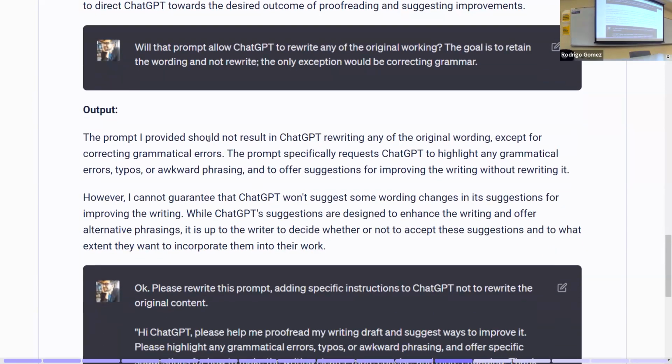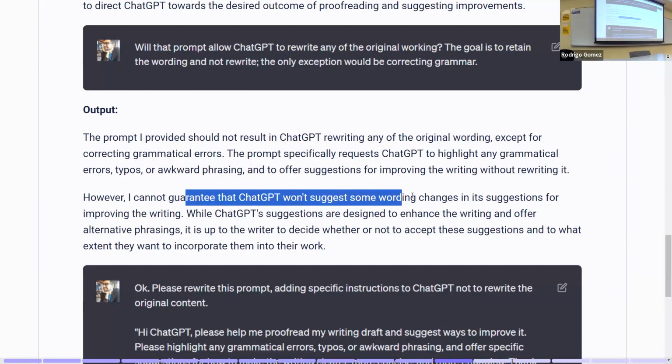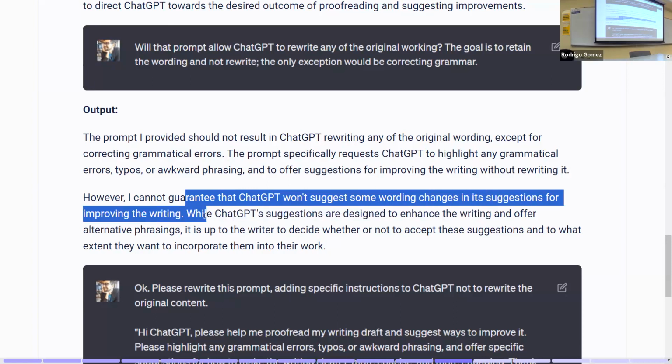The prompt I provided should not result in ChatGPT rewriting any of the original, except for correcting these errors. But I can't guarantee that ChatGPT won't suggest some wording changes in its suggestions for improving the writing. So yeah, it will do some rewriting, is what it's telling me. Okay, fine. Right? Is there a way of highlighting those specific changes?